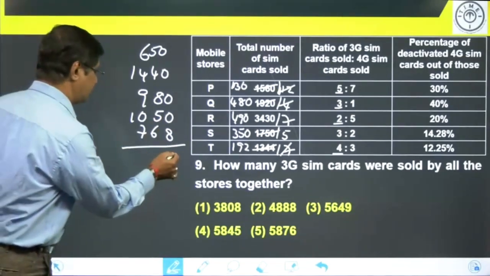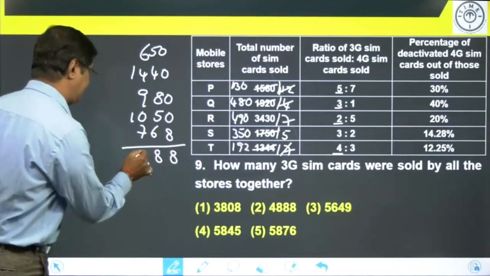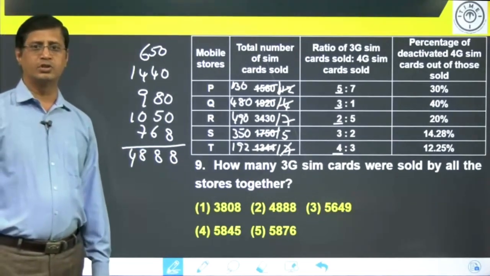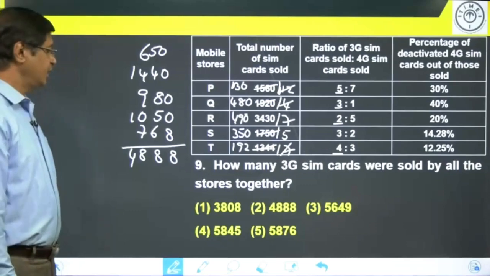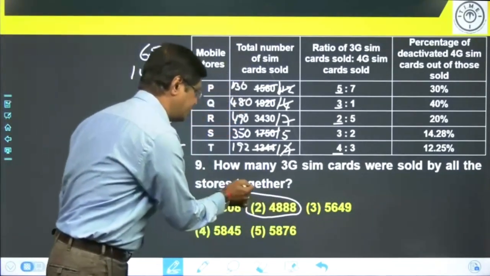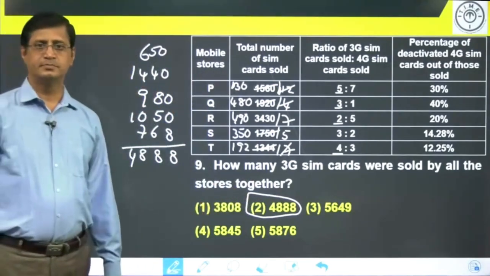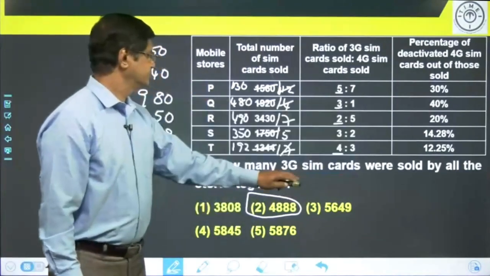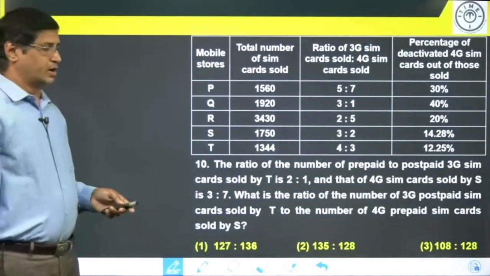Now by adding all these values, we get 8, 8, 8 and 4. So what is the result here? It is 4888. Right choice, option 2. Second choice is the right answer. Okay. Now look at the next question.